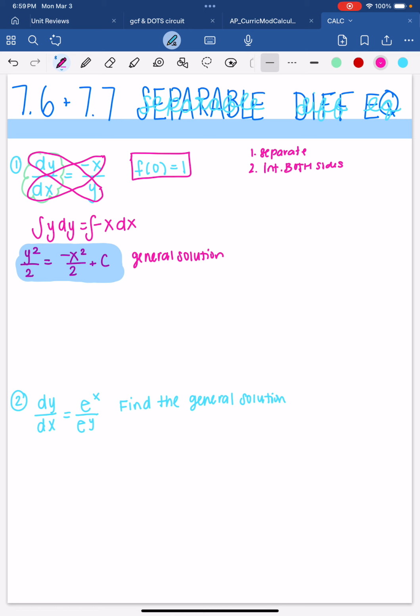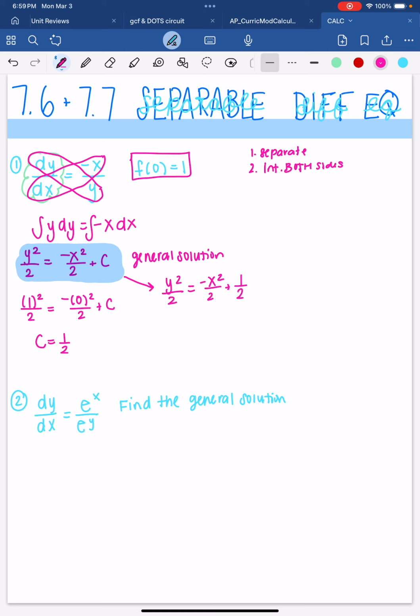So what we're going to do is replace x with 0 and y with 1. Check this out because we want to find what c is, the constant of integration. If we replace x with 0 and y with 1, you're going to end up getting c to be 1/2. So let's replace c with 1/2. Here we go.